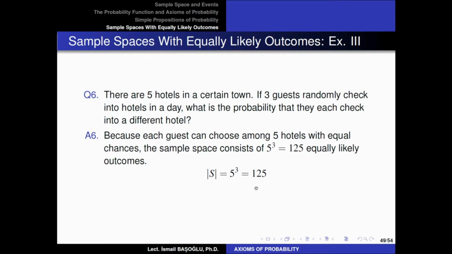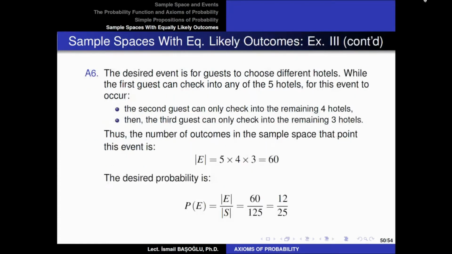So the question here is this: what is the probability that they each check into a different hotel? So what is the probability that all these guests are checked into different hotels? Now what we are going to do is represent this event as event E, and we are going to count the number of different ways these guests can check into different hotels.